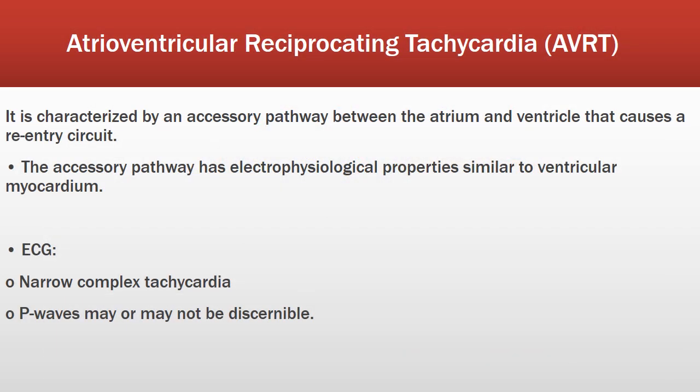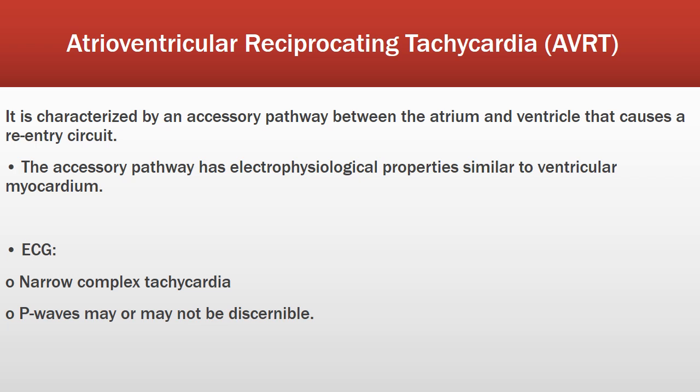The second one is atrioventricular reciprocating tachycardia, and it is characterized by an accessory pathway between the atrium and the ventricles that causes a re-entry circuit. The accessory pathway has electrophysiological properties similar to ventricular myocardium, and this type of SVT is seen in Wolff-Parkinson-White syndrome. I have discussed Wolff-Parkinson-White syndrome in another YouTube video, you can go and check it out.